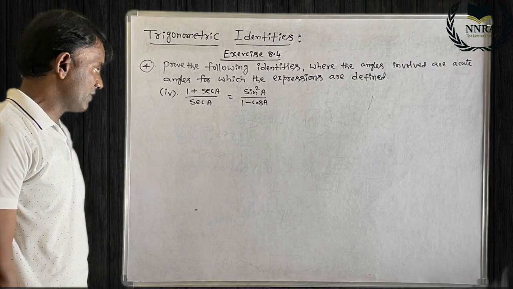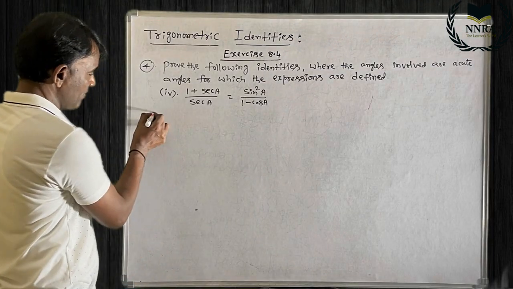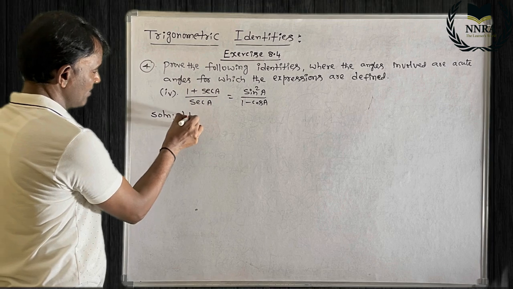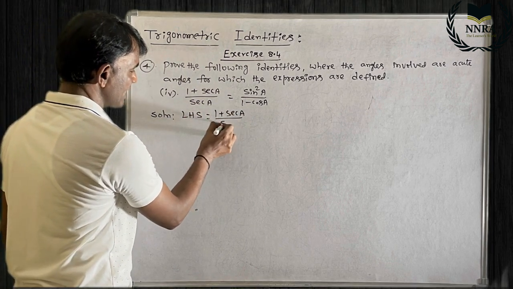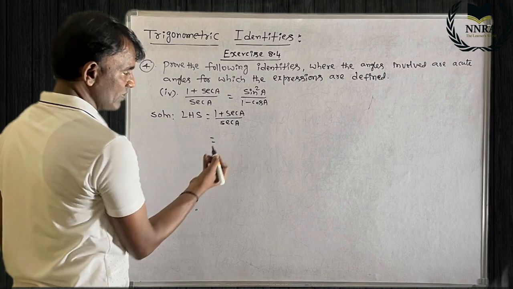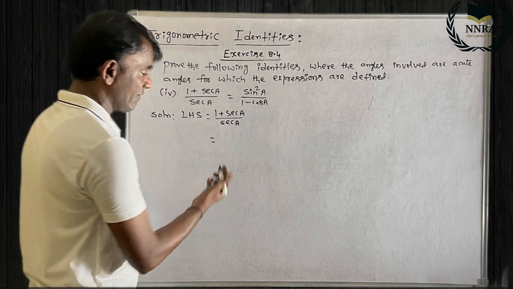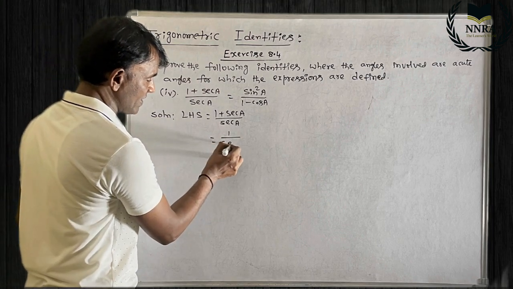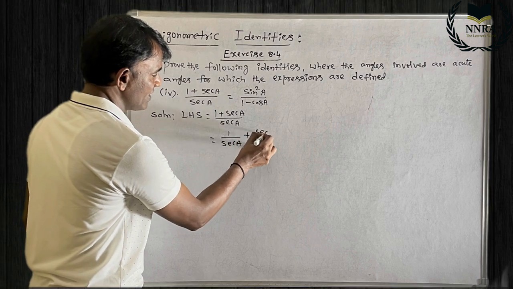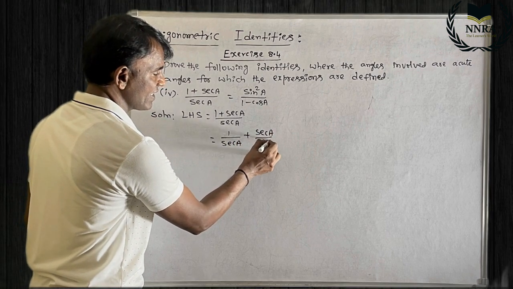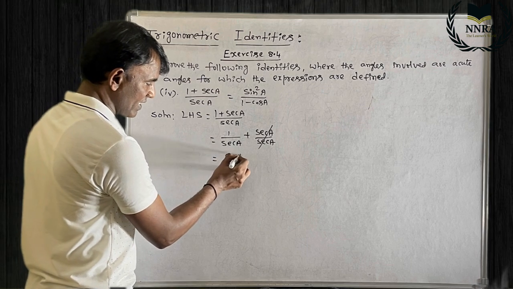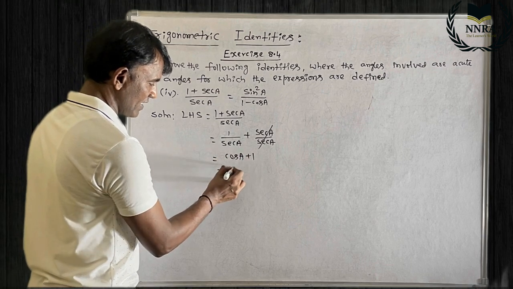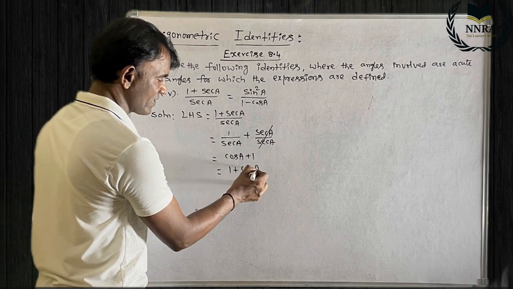Okay, now question number 4. First I am taking the left hand side value. What is that LHS value? 1 plus secant A divided by secant A. Now split both the terms. First one can be written as 1 by secant A. Second one is secant A divided by secant A. Both get cancelled. And 1 by secant A can be written as cos A plus 1. So that can be written as 1 plus cos A.